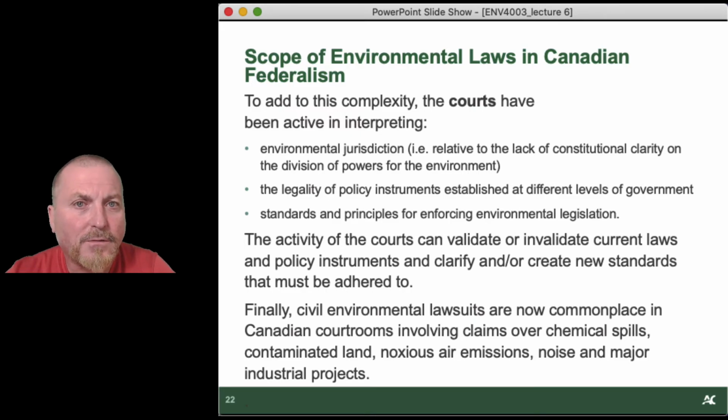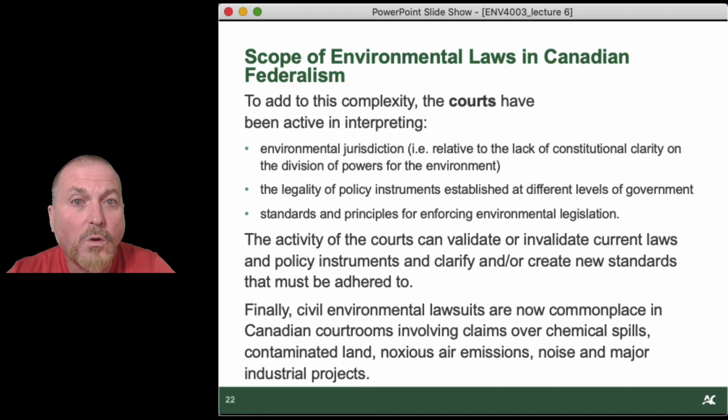And to add to this federal-provincial complexity, of course, are the courts, right? The courts have been very active in interpreting environmental jurisdiction, the legality of policy instruments. We have before the Supreme Court right now the question of the legality of the carbon tax, right? Standards and principles for enforcing environmental legislation. So the courts are also very active, okay? And they can validate or invalidate current laws, okay?